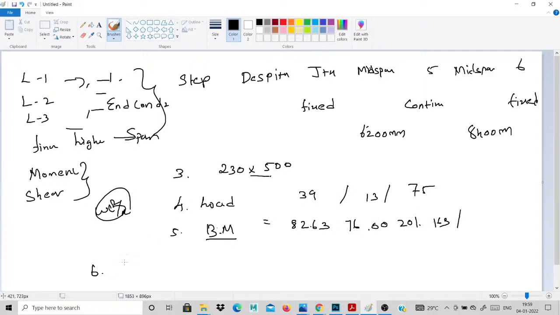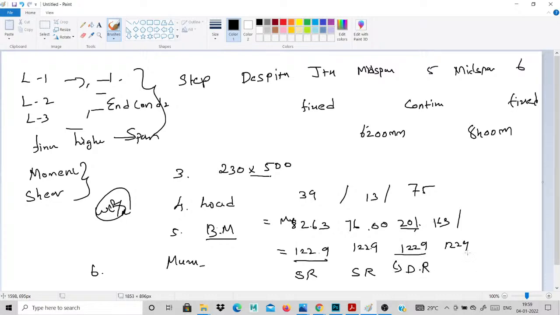The next is Mu max. I calculated my Mu max, and it is smaller. All the Mu max are smaller. See this 122, 122. Then my moment is 82, but Mu max is 22, so it's smaller. So I design as singly reinforced. This is the 76, 122. These are also simply singly reinforced, but here it's 122, but it's 209. So I design as doubly reinforced.